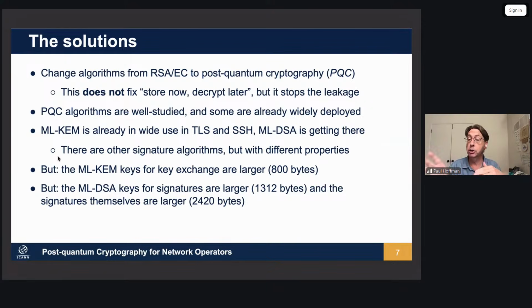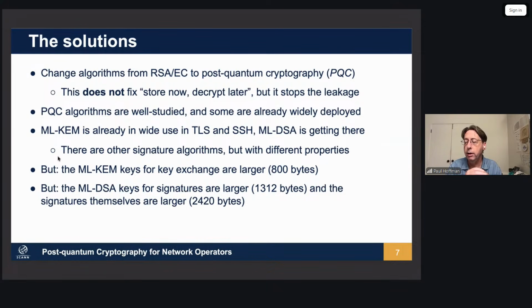ML-DSA is a signature algorithm. It is becoming more popular. So these things are already known. And there are some other post-quantum algorithms that are coming along for signatures. But today you're starting to see usage of this.